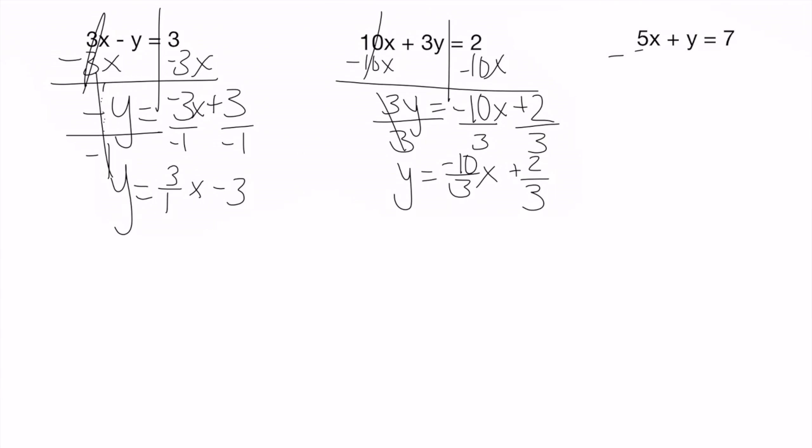Last one, so subtract negative 5x on both sides, and it becomes y equals negative 5x plus 7. And we're done here. There's nothing really with y. It's by itself, so we can leave it like this.